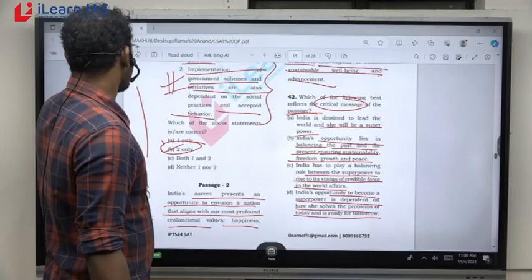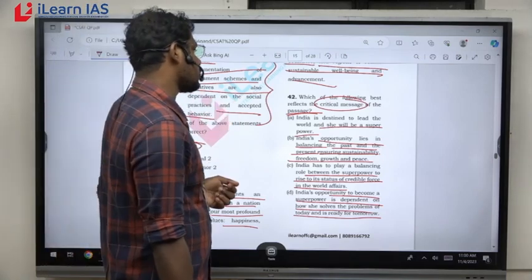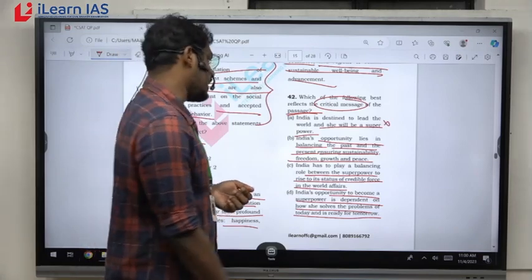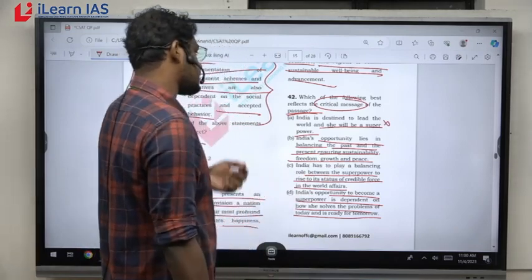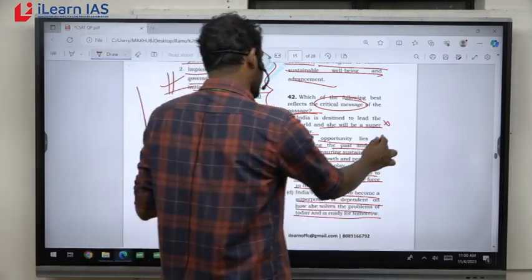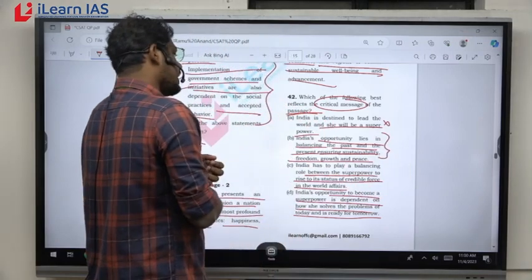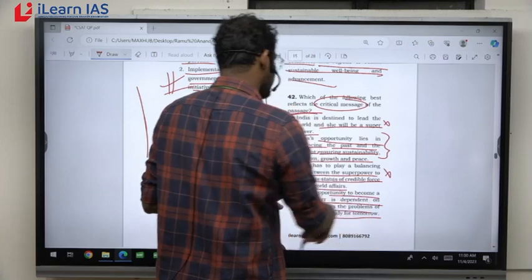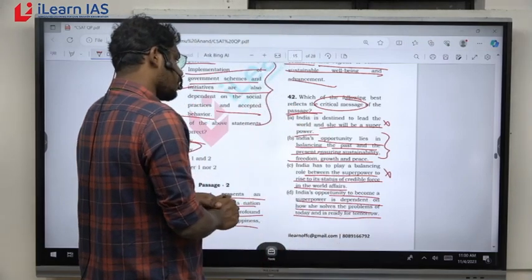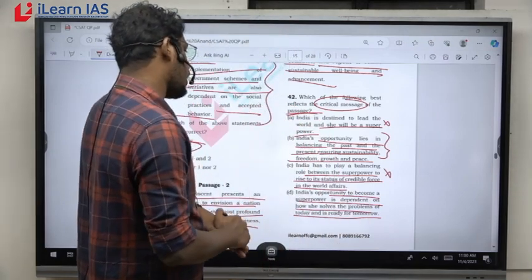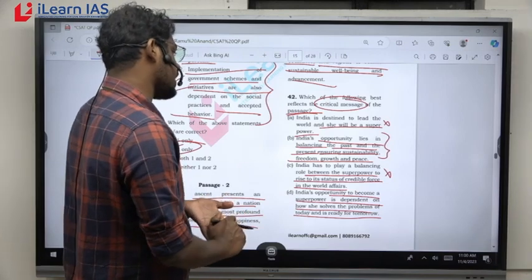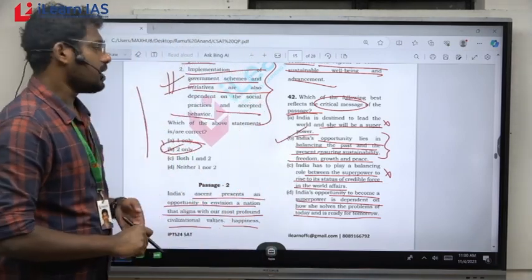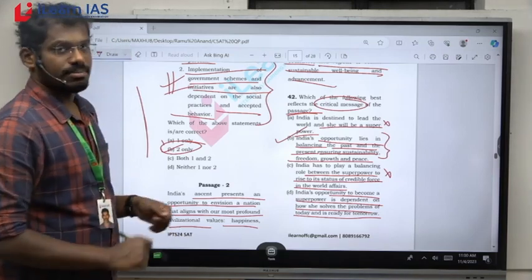So the answer for the question: India is destined to lead the world and she will be a superpower. No. India's opportunity lies in balancing the past and the present, ensuring sustainability, freedom, growth, and peace. India has to play a balancing role between superpowers. No, there is no balancing role mentioned here. India's opportunity to become a superpower is dependent on how she solves the problems of today and is ready for tomorrow. No. So the most probable answer for question number 42 is option B.